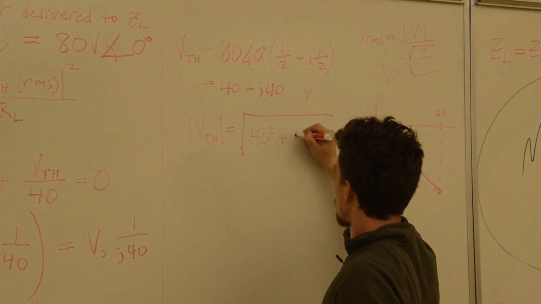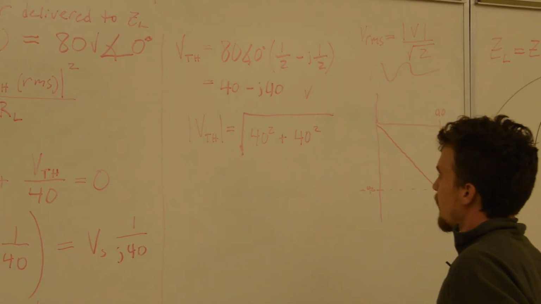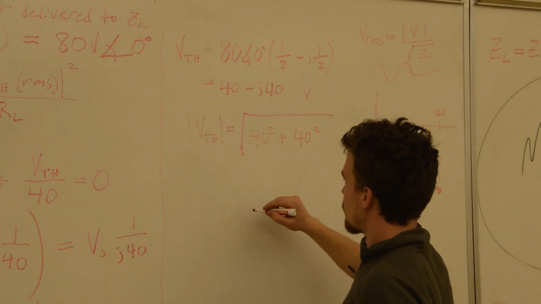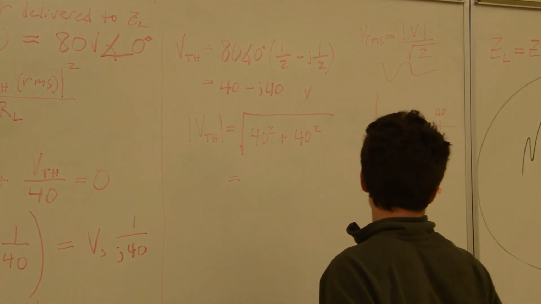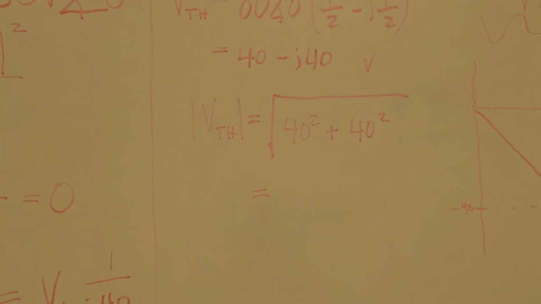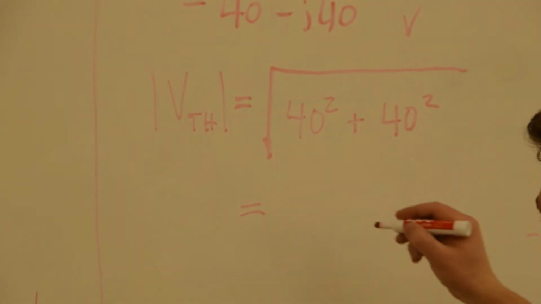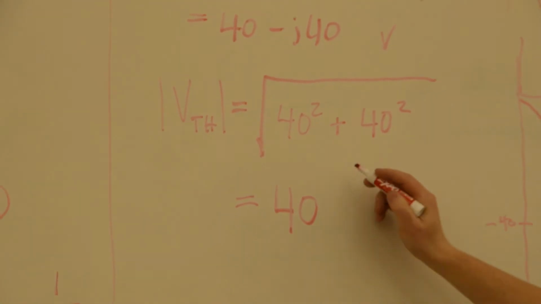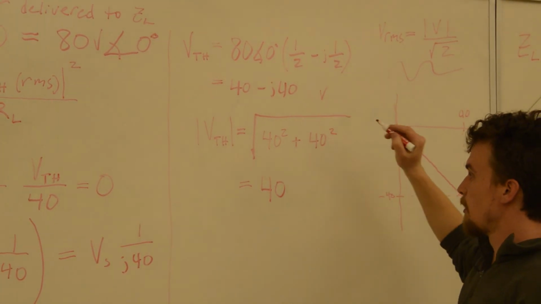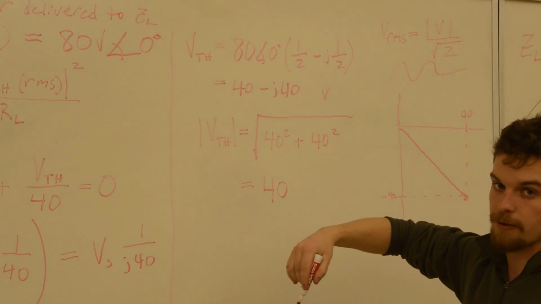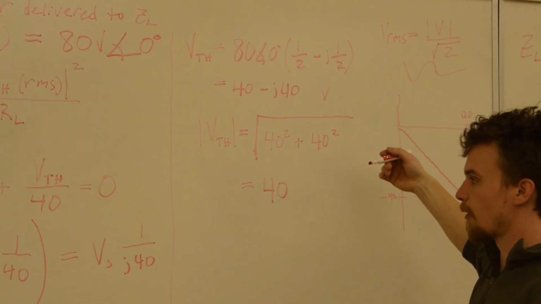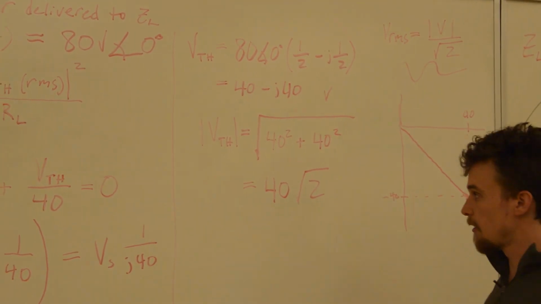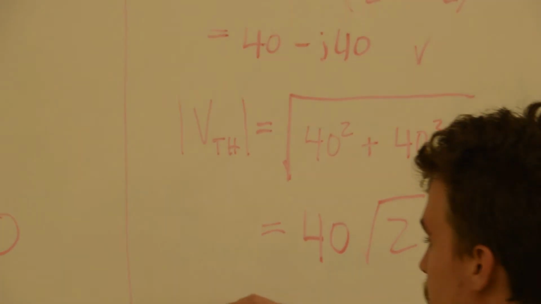So this is just 40 squared plus 40 squared, and this is equal to 40 times the root of 2. Is that right? Yeah, because inside here we have 2 times 40 squared. You can factor out the square root of 2, and then you have the square root of 2 times the square root of 40 squared, which is just 40. So that's our answer.